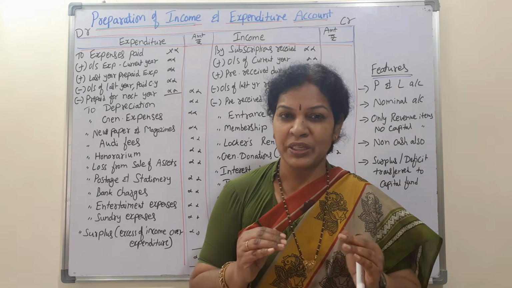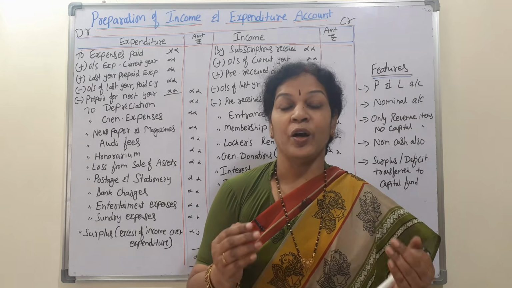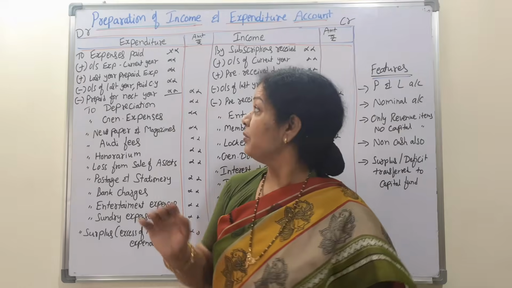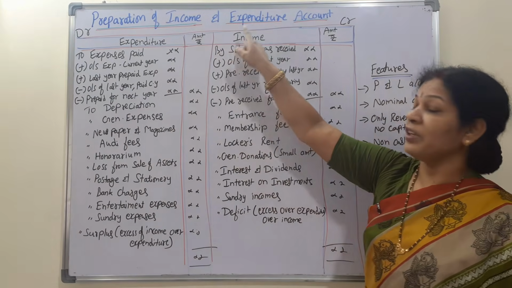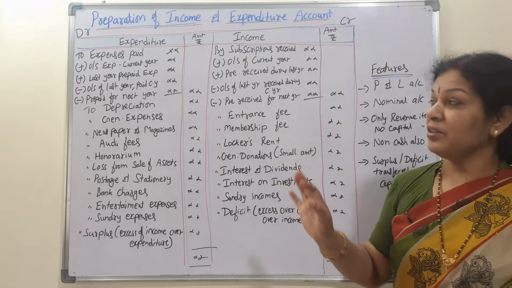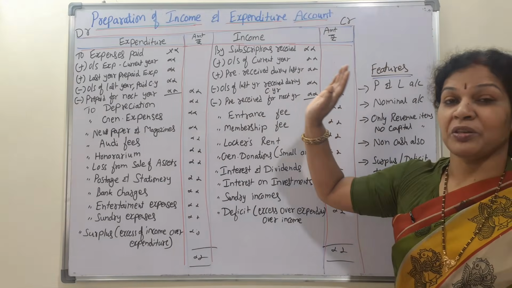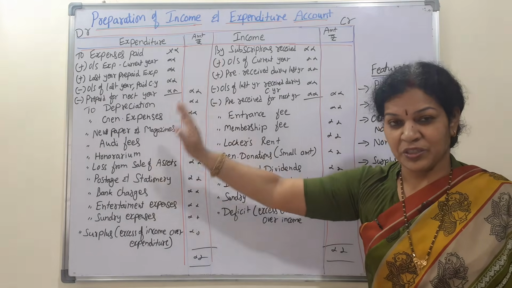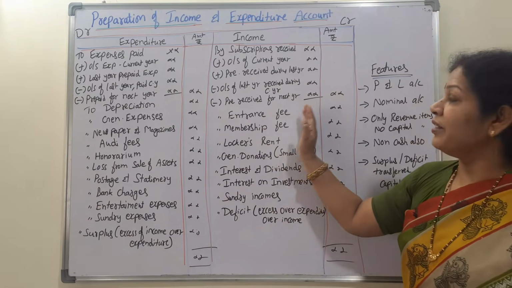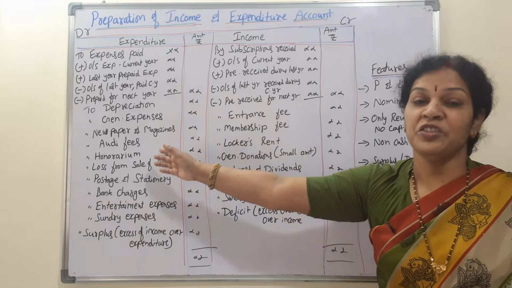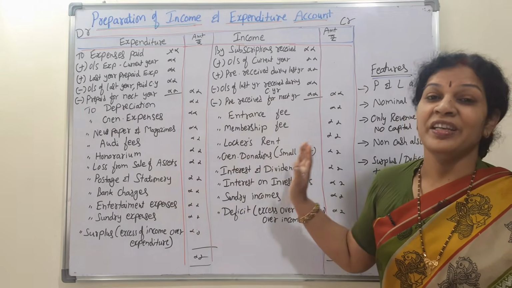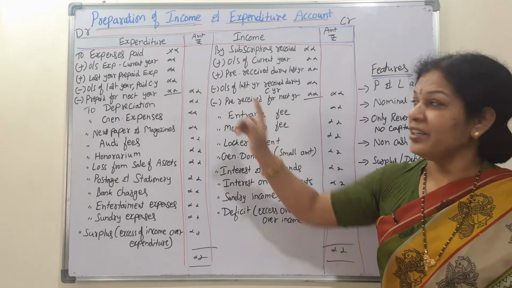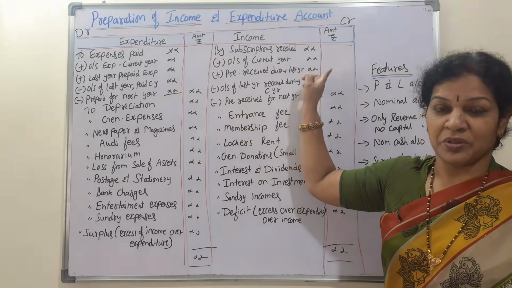So first let me give you the pro forma and how to prepare this table. This is the preparation of the income and expenditure account. I have already drawn the table: expenses or expenditure and losses on the debit side, and incomes and gains on the credit side, with the amount column.